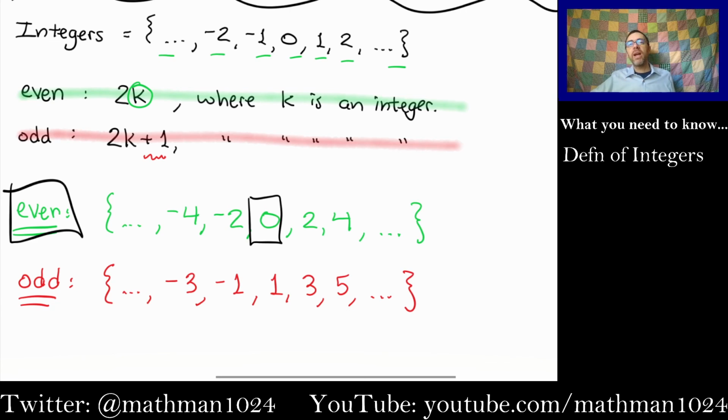So if anybody ever asks you, what is 0? Is it even? Is it odd? Is it neither? You can say with absolute certainty that 0 is an even number.